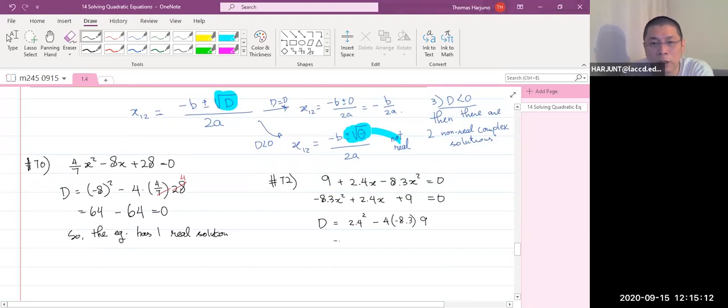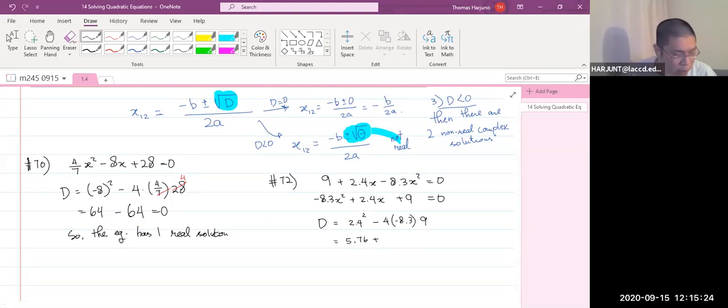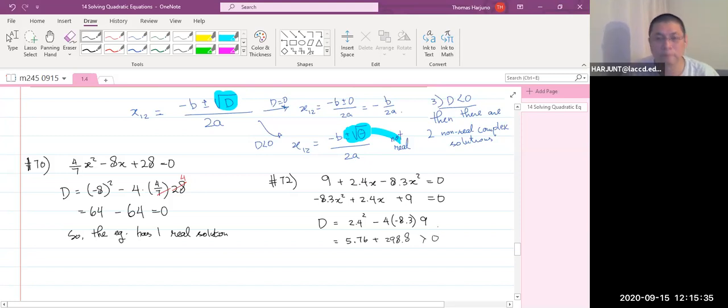2.4 squared is 5.76. This will be plus, right? That will be plus, and then 36 times 8.3. I use my calculator for this. That's 298.8. That's for sure is positive. So the equation has two real solutions.